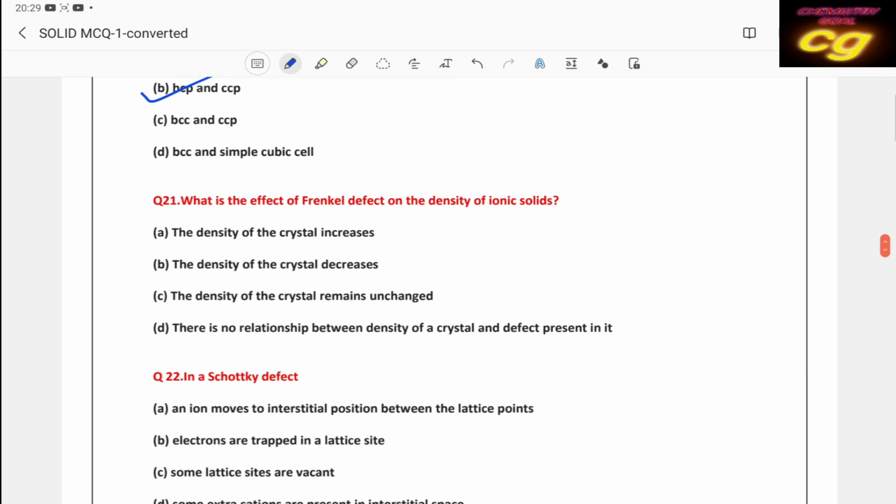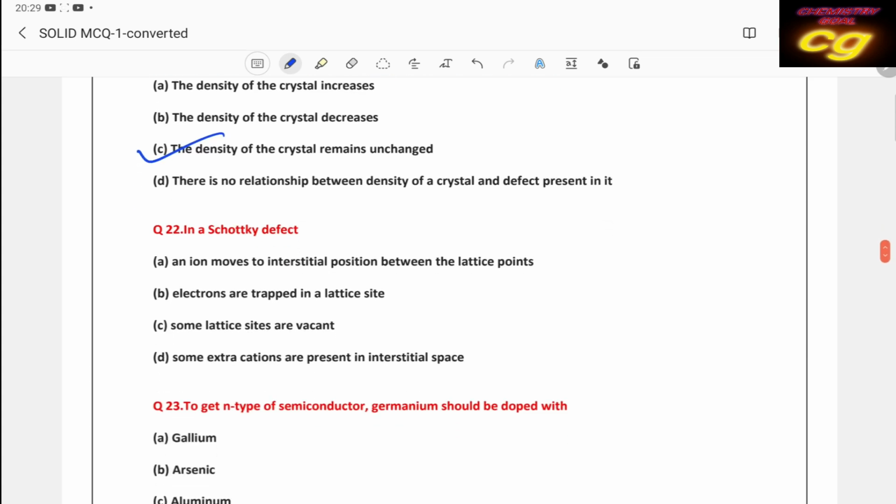What is the effect of Frenkel defect on density of ionic crystal? We know density of crystal increases, that is wrong. Density of crystal decreases, wrong. Density of crystal remains unchanged, that is a Frenkel defect. So C is the correct answer, remains unchanged.